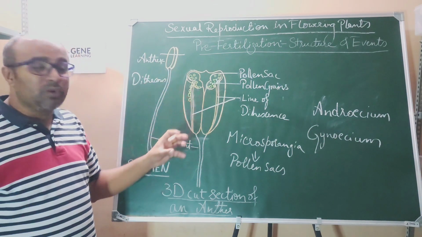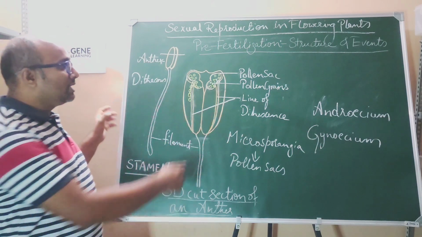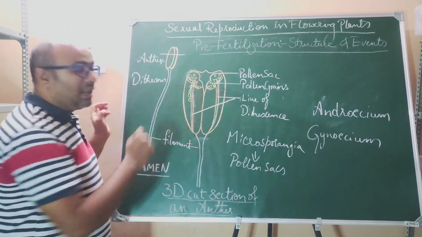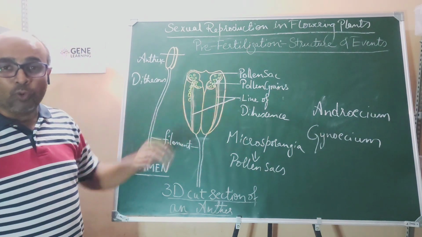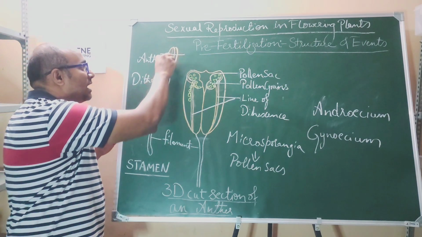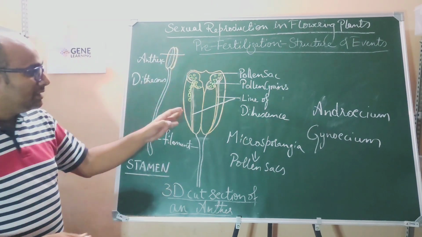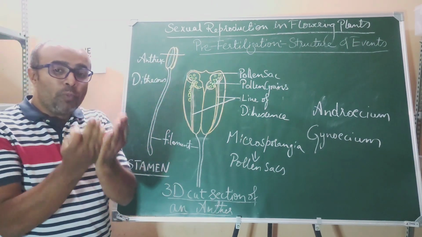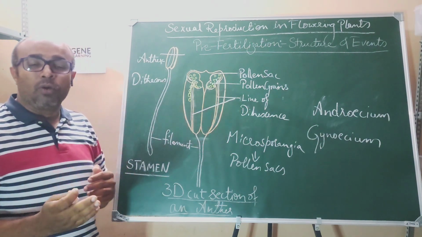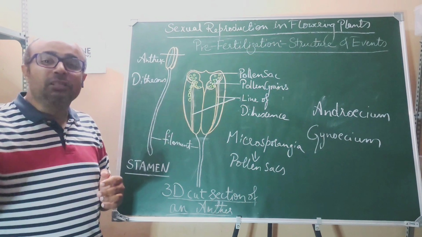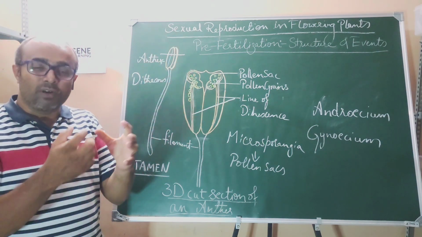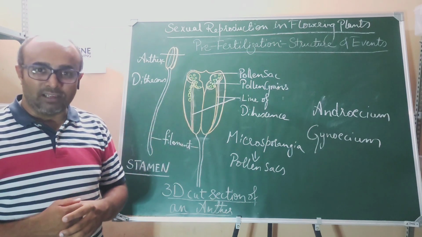Once the pollen grains mature, as you can see over here, there is something known as the line of dehiscence in each of the lobes. This line of dehiscence opens up for the mature pollen grains to go out or get dispersed, so that they get stuck to the stamen for further reproductive activity.